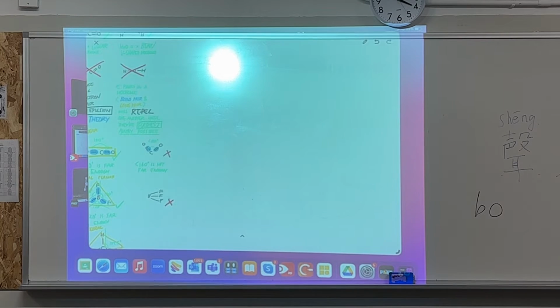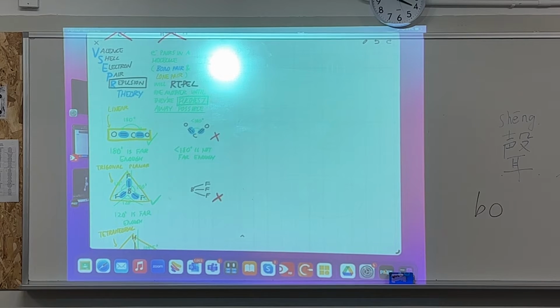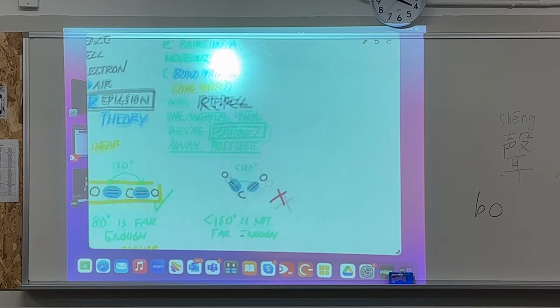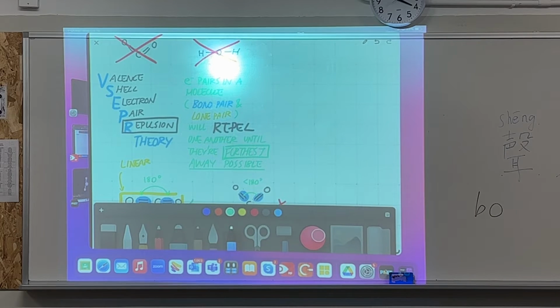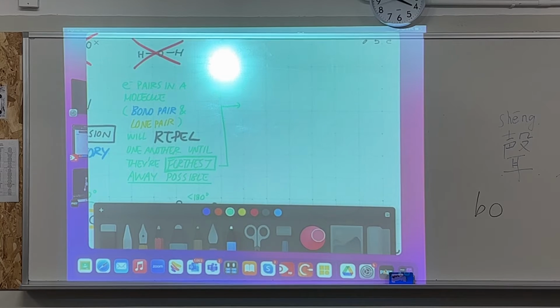So the takeaway message here is that when you have more than 2 bonds, the bonding pairs will try to arrange themselves as far away as possible, as they are negatively charged. So put down why they have to repel each other until they are furthest away possible. This is because both bond pair and lone pair contain electrons, and electrons are negatively charged. You know what happens when you put 2 like charged particles together? Do they attract or do they repel? They repel.